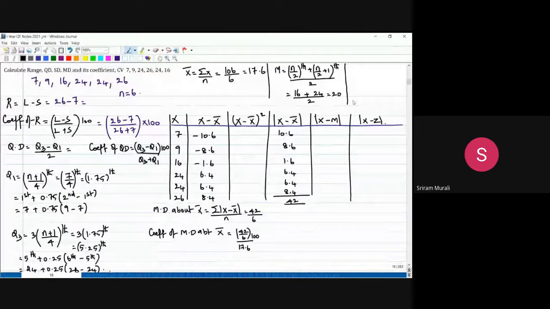So now I have to find the deviations from 20. 7 minus 20 is minus 13, but because of the modulus, this will become plus 13. 9 minus 20, 16 minus 20, 24 minus 20, 26 minus 20. Add everything, you will get the same answer, 42. Have you understood?